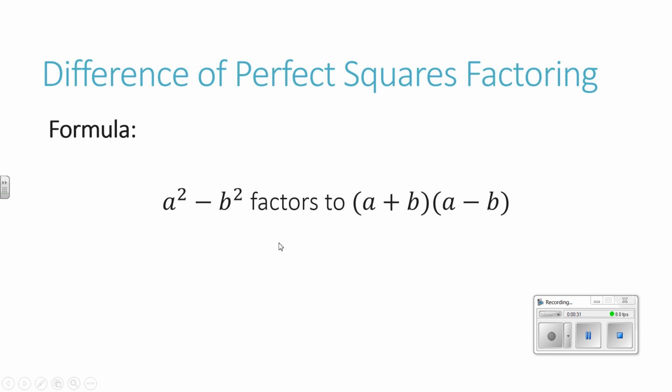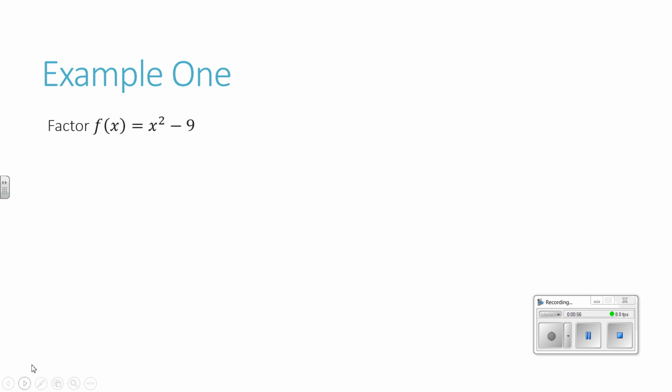Okay, so we have a formula that says if you have a polynomial a squared minus b squared, it factors to a plus b, a minus b. This is difference of perfect squares because subtraction is difference, and both of these are perfect squares. A lot of students understand better with examples, so I'm going to give you guys some examples.